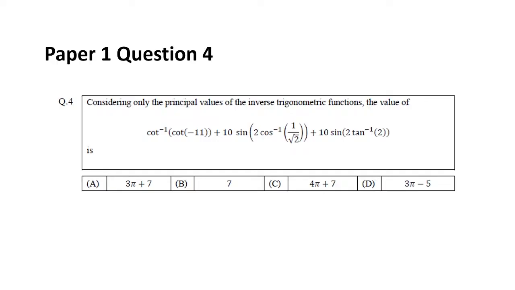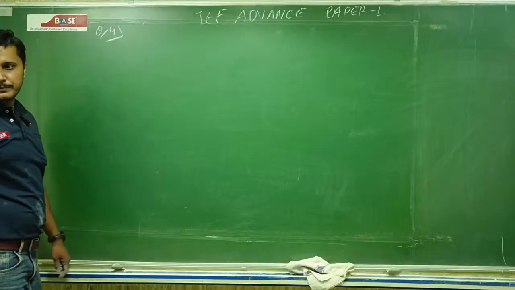But one thing for sure, in the previous question, the answer cannot be A, C and D, because their determinant value is coming 0. So if the option is there, it definitely has to be option B. Now let's come to question number 4.